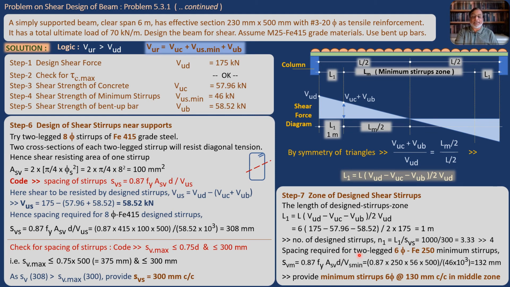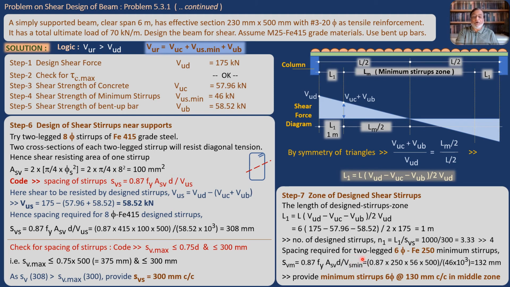So let us try 6 mm Fe 250 grade steel for minimum stirrups. Then in this formula you get 0.87 Fy ASV D upon, this is going to be what now? This is going to be VUS minimum, right?